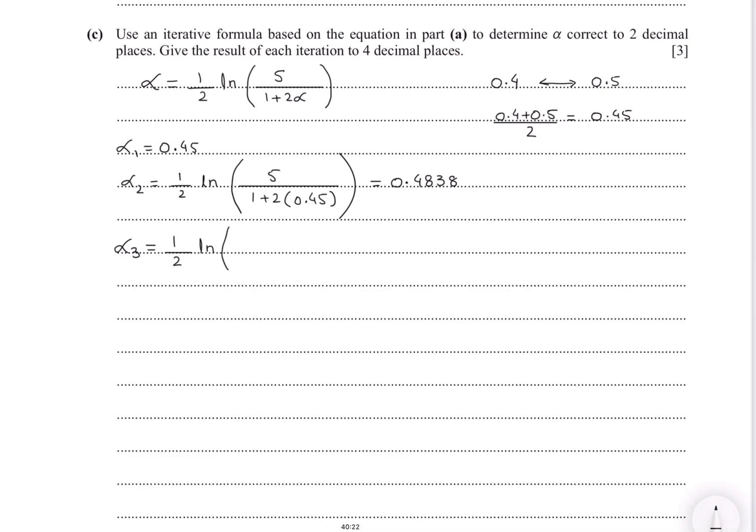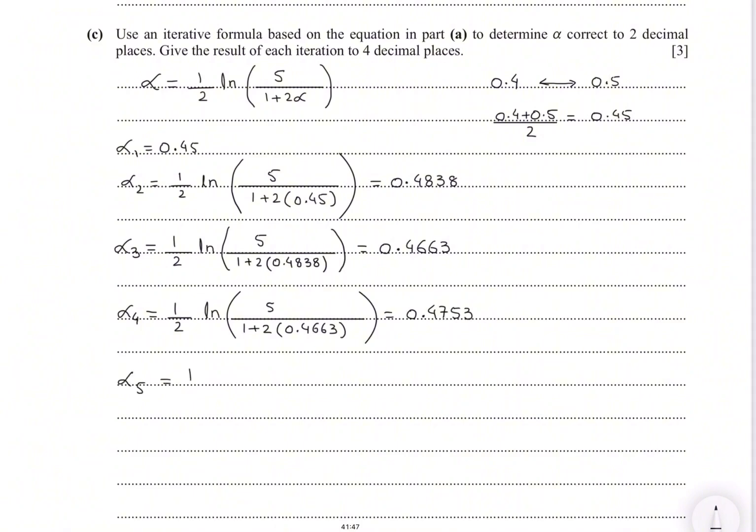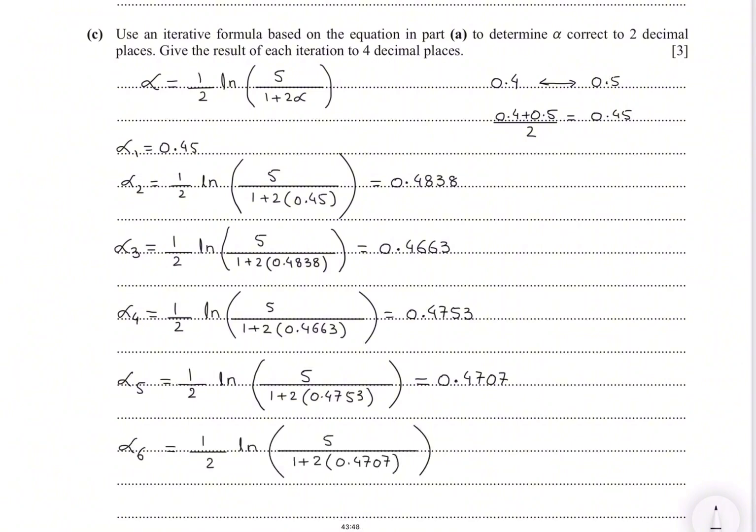Now place this in alpha 3, you get this value. Still carry on, put this value in alpha 4. Still carry on, put this 0.4753 in alpha 5, you get 0.4707. You put this value in alpha 6, you get 0.473.